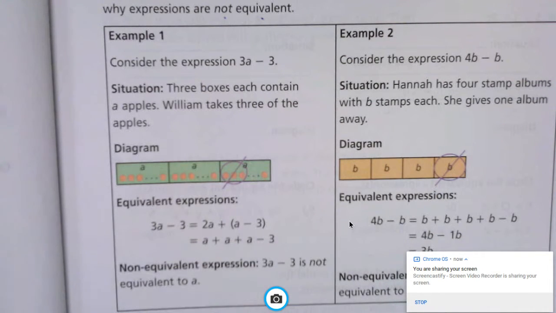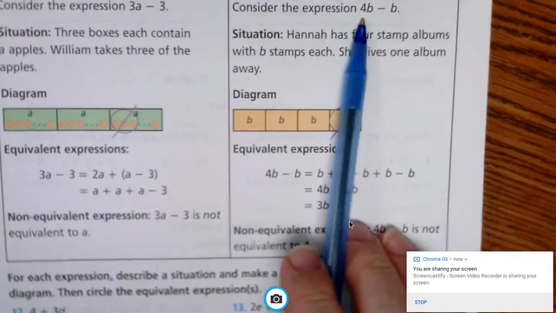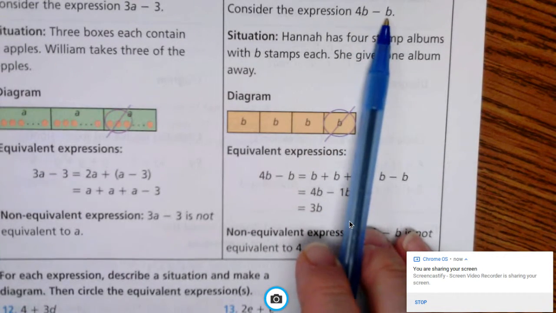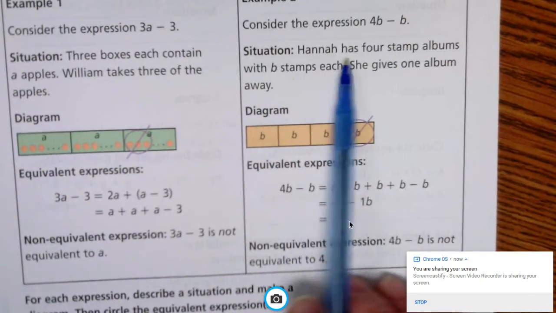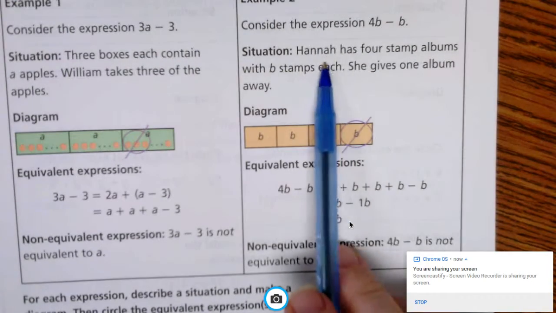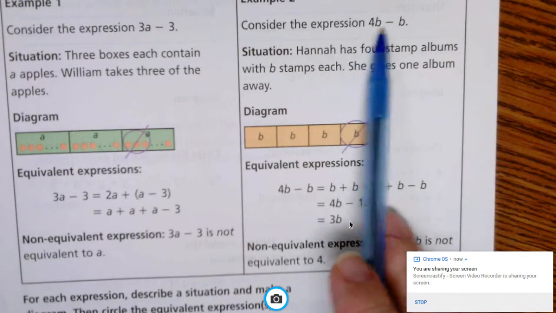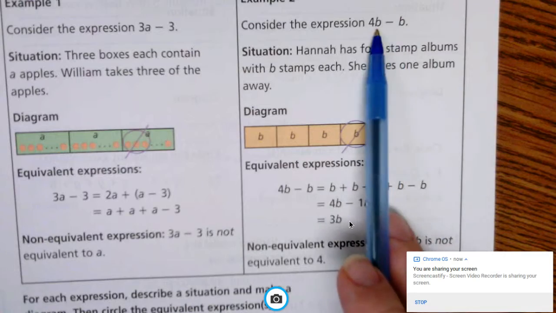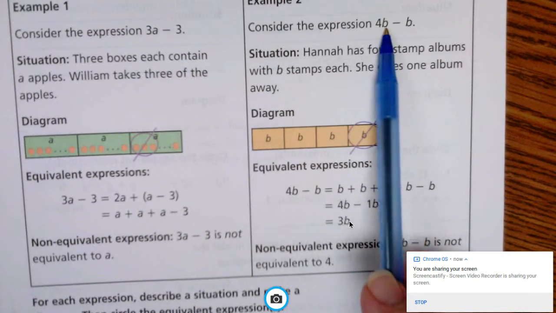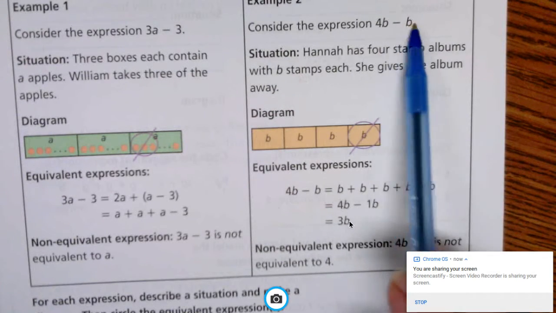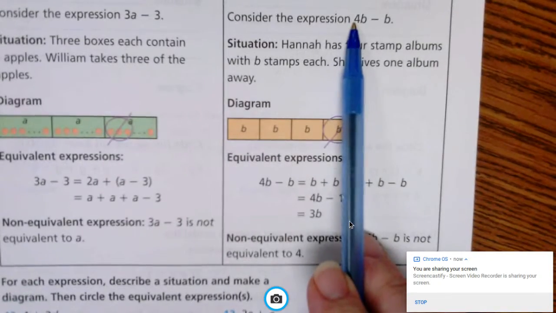All right, example 2 now. Here's an expression for 4 times an amount minus that value. Again, this is how you can make connections to the real world, and it might help you. Let's say that Hannah has 4 stamp albums, so she has 4 albums of stamps with B stamps each. She gives 1 album away. The B's represent the single album, and the 4 is how many of them.